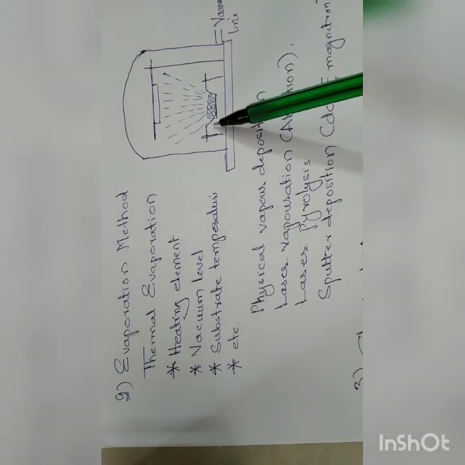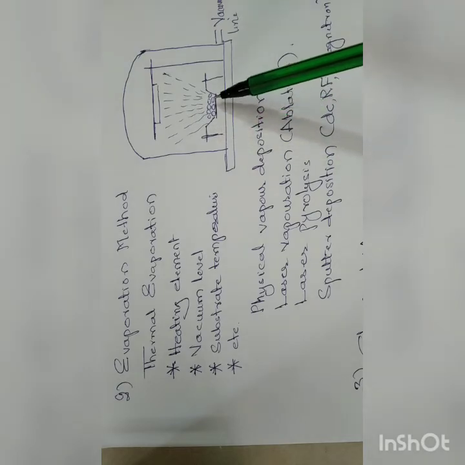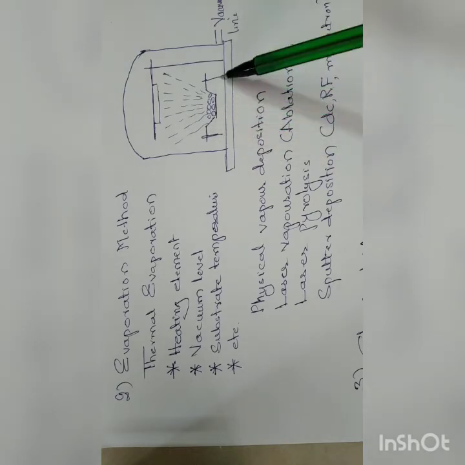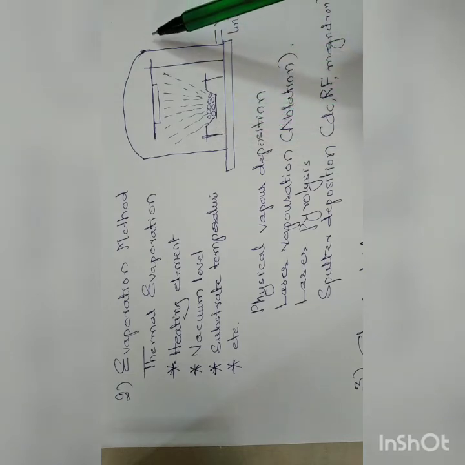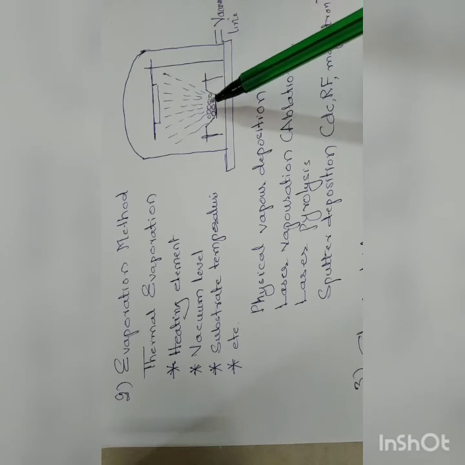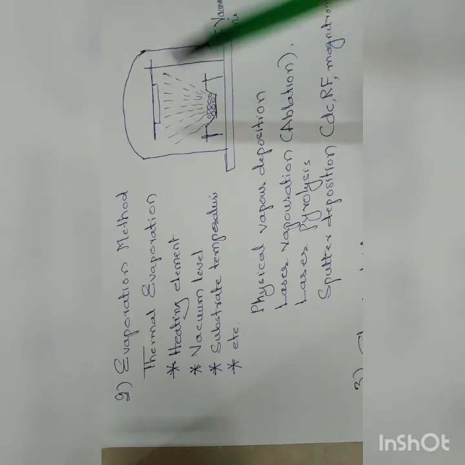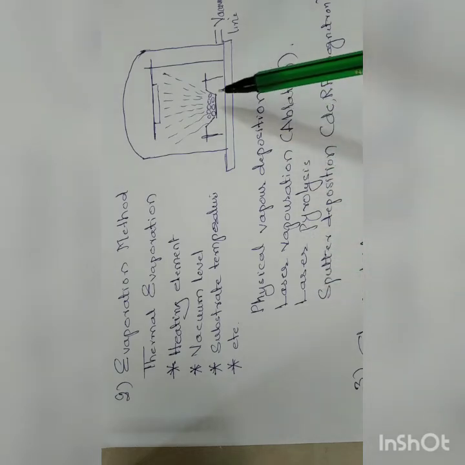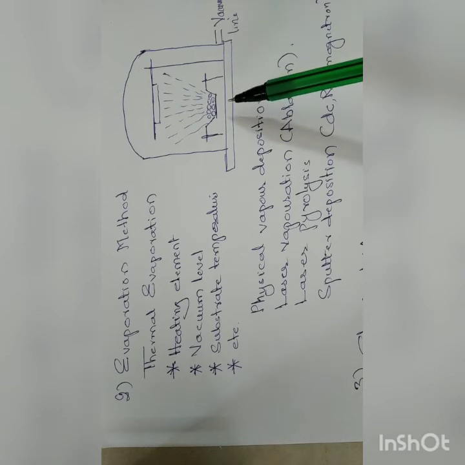Instead of having a heating element, you load a material into a boat like this, but don't heat it through electrical current. You can pass a high energy laser beam on it so that it will ablate. Again, there can be evaporation. In laser ablation, evaporation is achieved by using a laser beam rather than heating electrically.